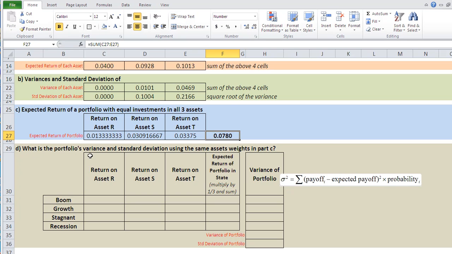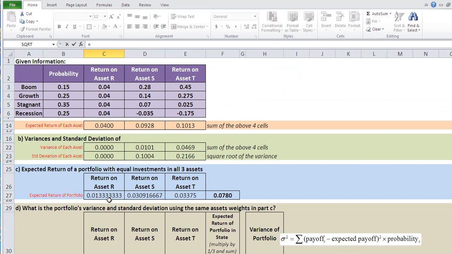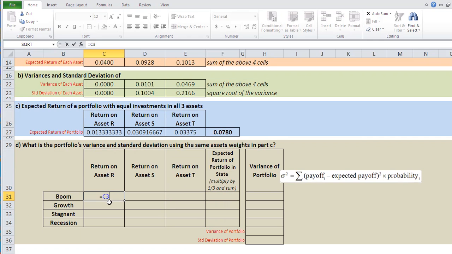All right, part D then. What is the portfolio's variance and standard deviation using the same asset weights? So again, we'd put one-third of our investments in each type of asset. What we need to do is multiply here, very similar to what we did up here. We're going to multiply the individual ones by one-third. So let's come up, and the return on asset R in the boom was 0.04, so we're going to grab that one and multiply it by one-third. Let's copy that across for all of our entries here.